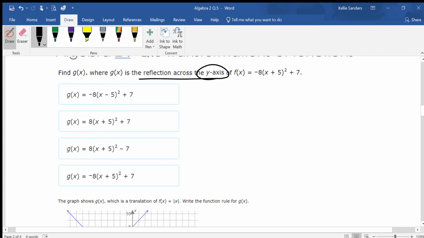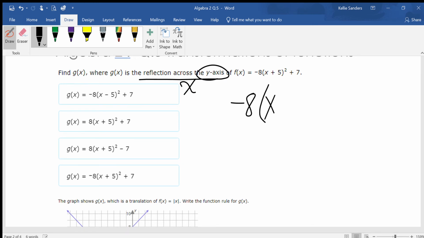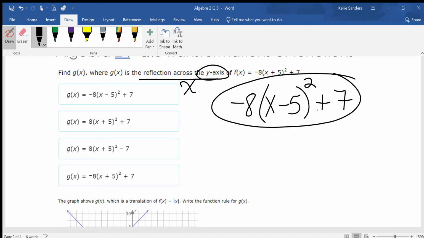Reflect about the y, so we're just going to change the x. The negative 8 stays, the 5 changes, the 7 stays. Negative, negative, positive.